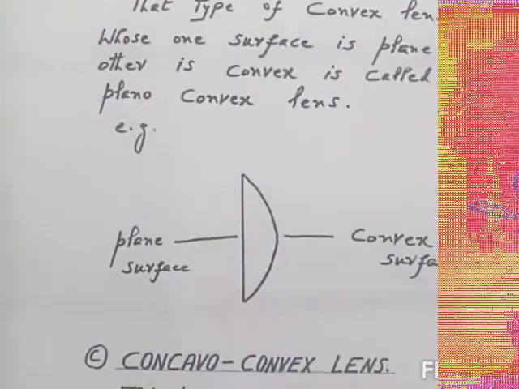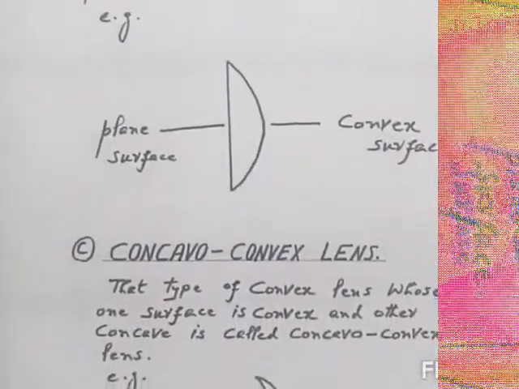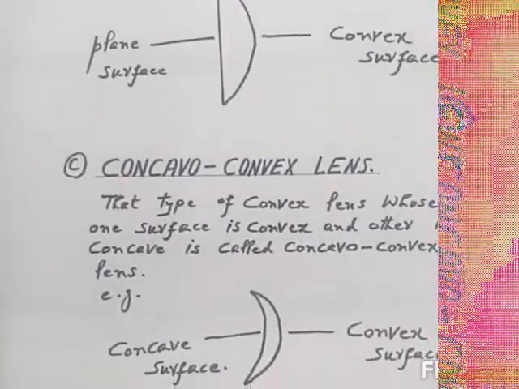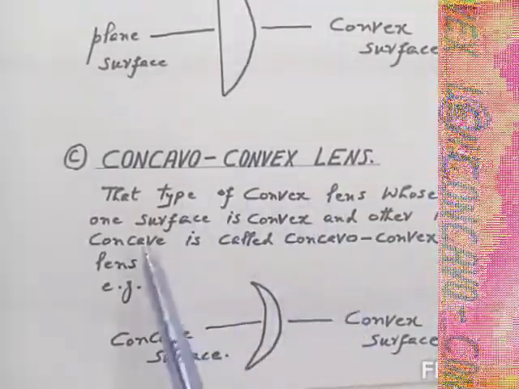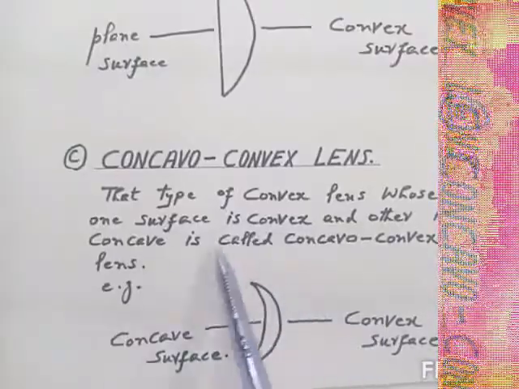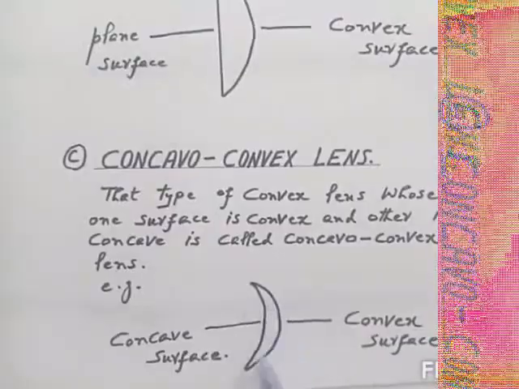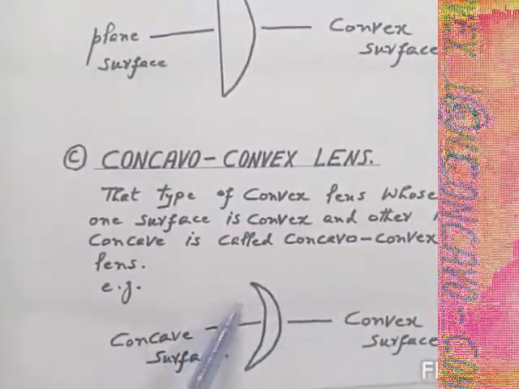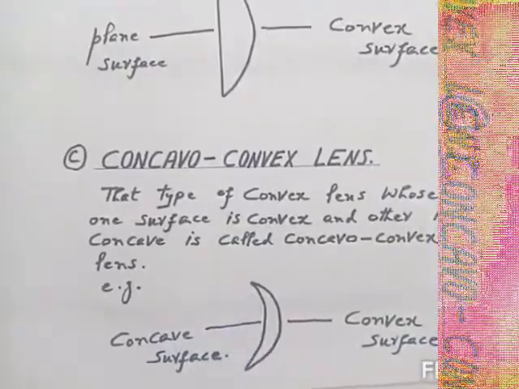Then the next type of convex lens is the concavo-convex lens. This is the third type of convex lens. That type of convex lens whose one surface is convex and the other is concave is called a concavo-convex lens. Now this is a concavo-convex lens. One surface is convex and the other surface is concave. So it is called a concavo-convex lens.